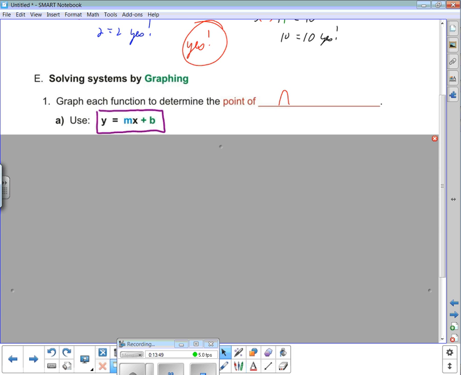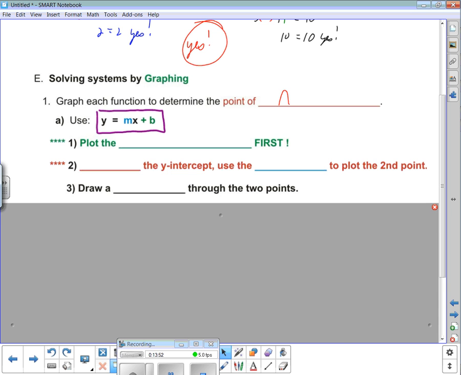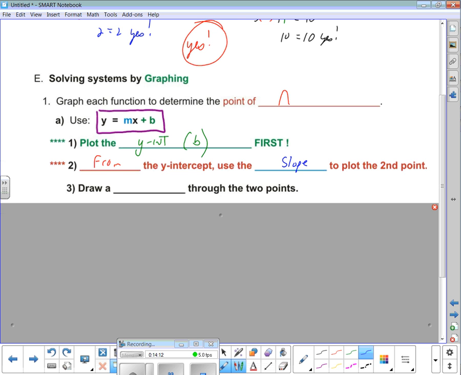Y equals mx plus b. And so just a quick refresher. Remember, plot the y-intercept first, the b value, right? From the y-intercept, use the slope to plot the second point. And remember, the slope is the vertical change in y, the up and down, divided by the horizontal, the left and right. All right. And then simply draw a line through the 2 points. That's how you graph the lines.